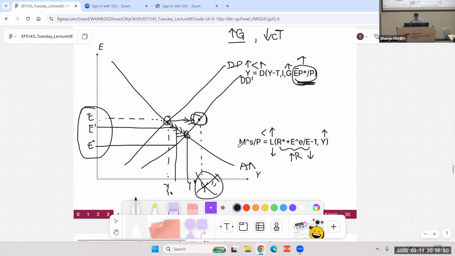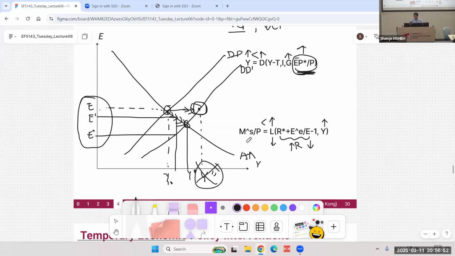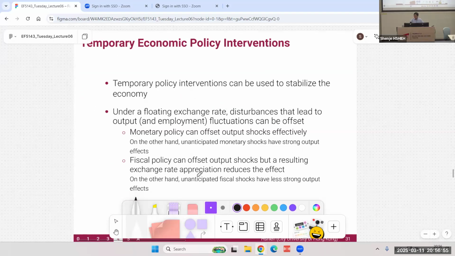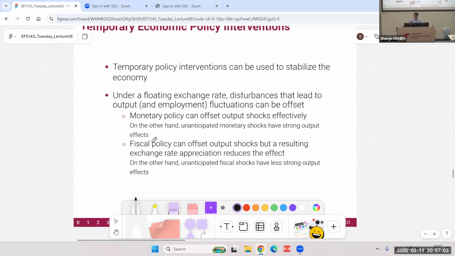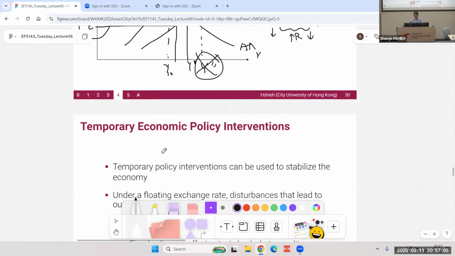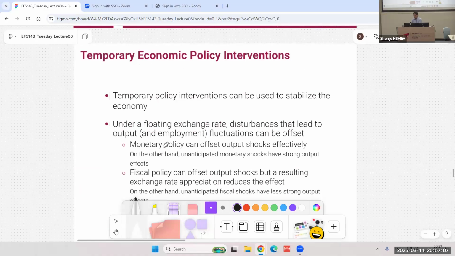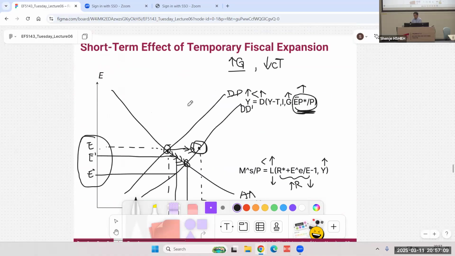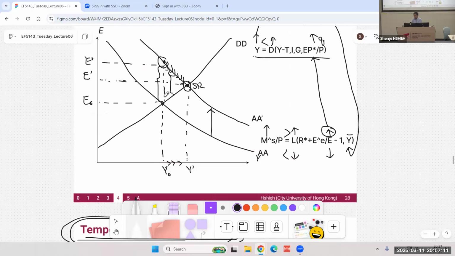Okay, so before talking about permanent stuff, I want to talk a little bit about the practicality of doing this stuff. In order for you to have effective monetary or fiscal policy, the question you should be asking is, when would you want to do this?